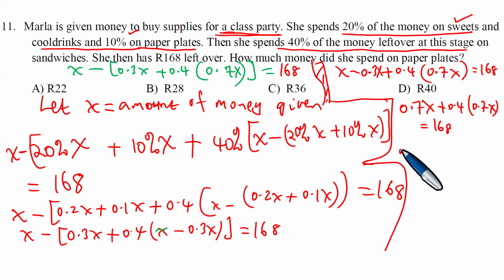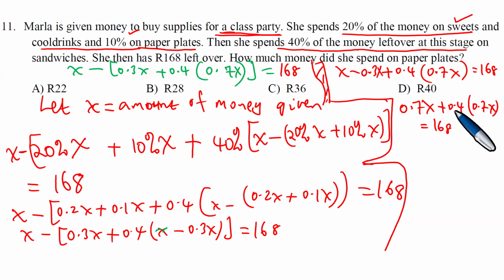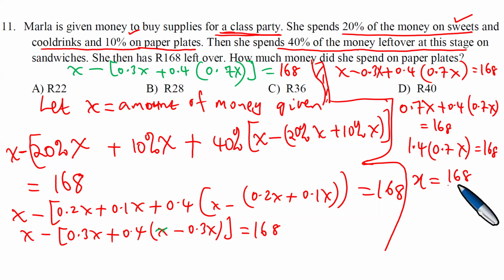You pull out 0.7X, but you can also add the things up. You have 0.7X and then you have 0.4 times 0.7X. So it's like 1 plus 0.4, which is 1.4, times 0.7X equals 168. And then X equals 168 divided by 1.4 times 0.7.